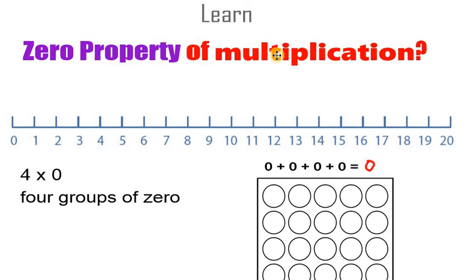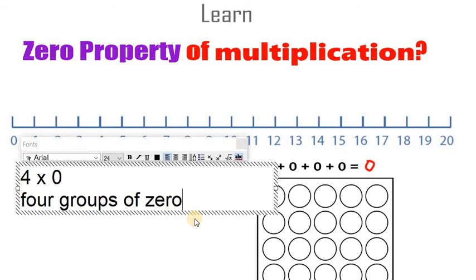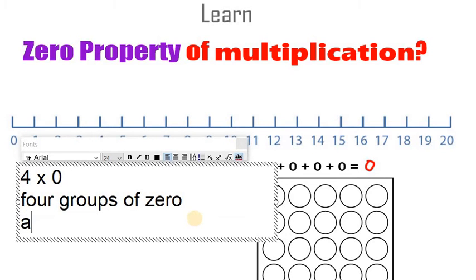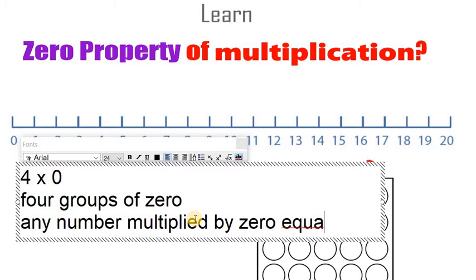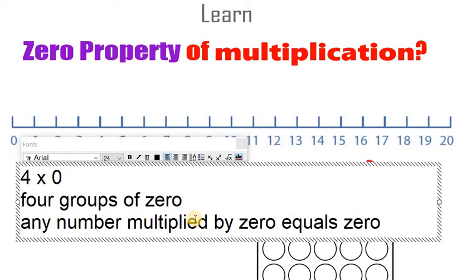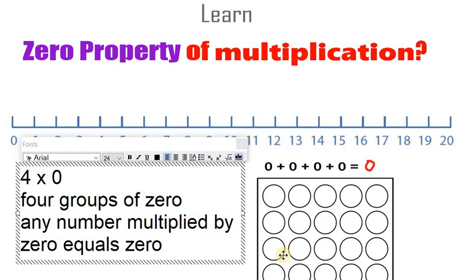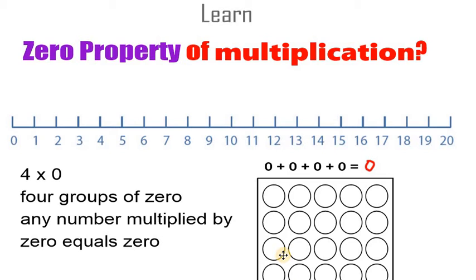So the 0 property of multiplication means that any number multiplied by 0 is 0. Any number multiplied by 0 equals 0. And you can see that if I try to draw it, I can't draw it. I will not write anything.